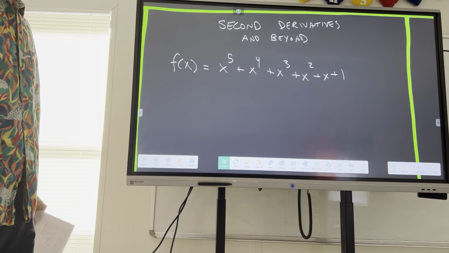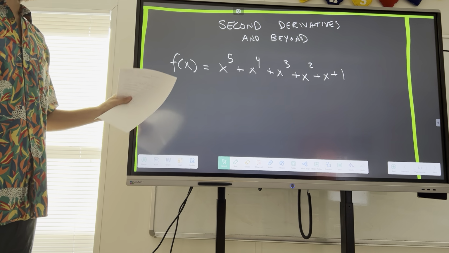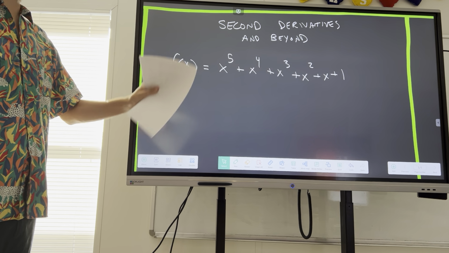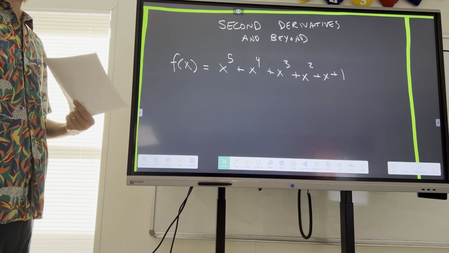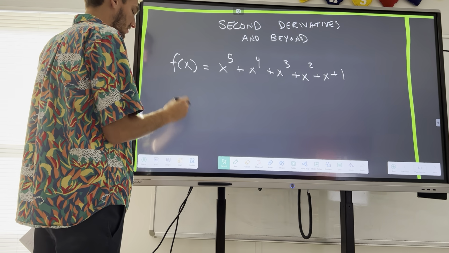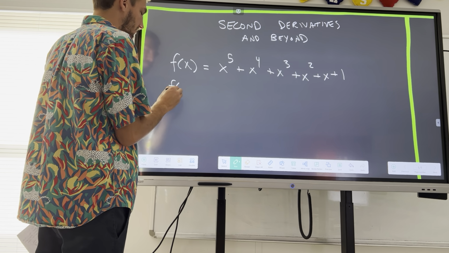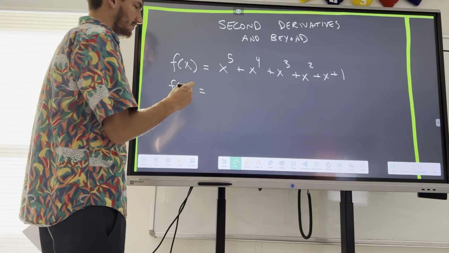A little bit better. Alright, as basic as it gets, x power 5 plus x power 4 plus x power 3 plus x power 2 plus x plus 1. Sometimes you'll hear say take the derivative, sometimes they'll say find the first derivative, which just means do the derivative. So, Josh, you're in charge of the whole thing. What's the whole derivative here?